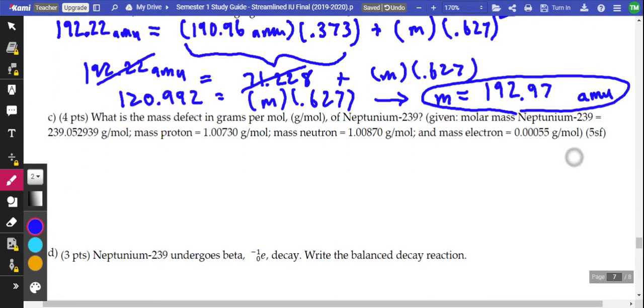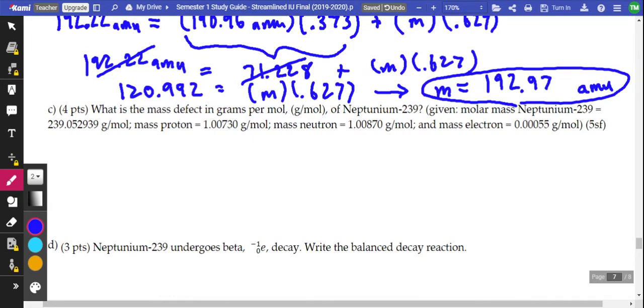Okay, what is the mass defect in grams per mole of neptunium-239? Okay, so we're given the molar mass of neptunium-239. We're given the mass of a proton, the mass of a neutron, and the mass of an electron. Ooh, okay, well, let's try and put all this stuff together.